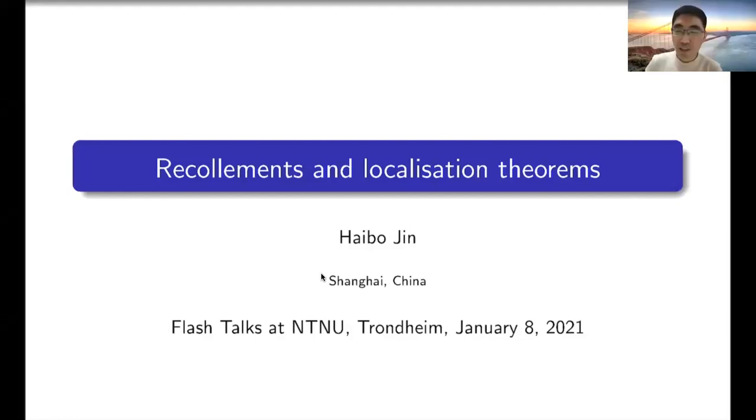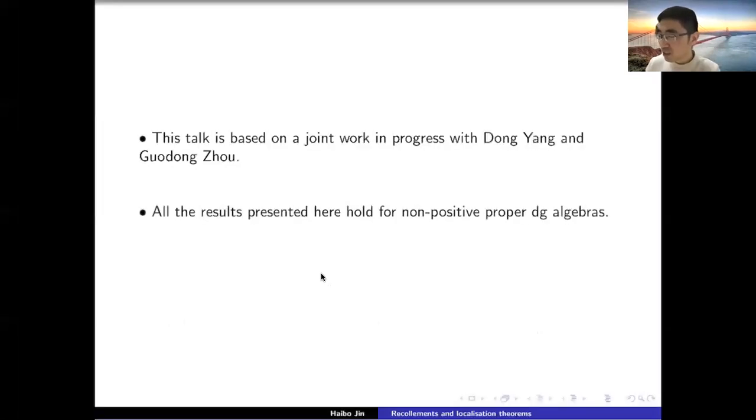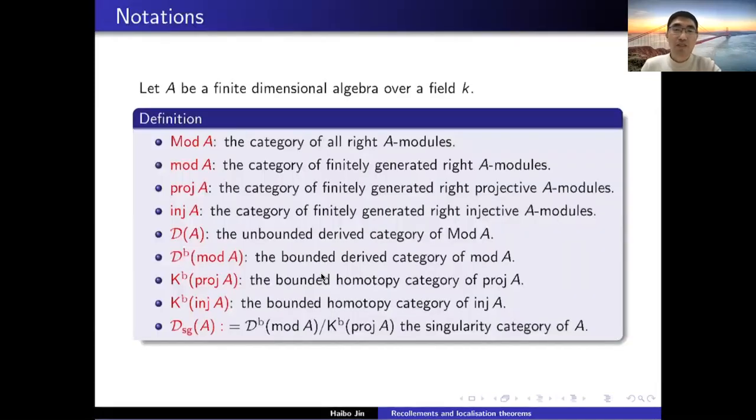So today I will talk about recollements and localizing theorems. This is joint work with Dongyang and Guodong Zhou. All the results I will give soon hold for non-positive proper DG algebras, but for simplicity, in this talk, I will only consider finite dimensional algebras. So let A be a finite dimensional algebra over a field K.